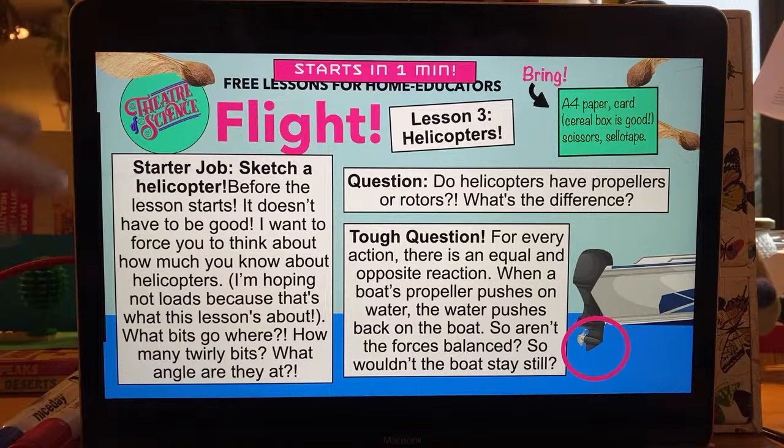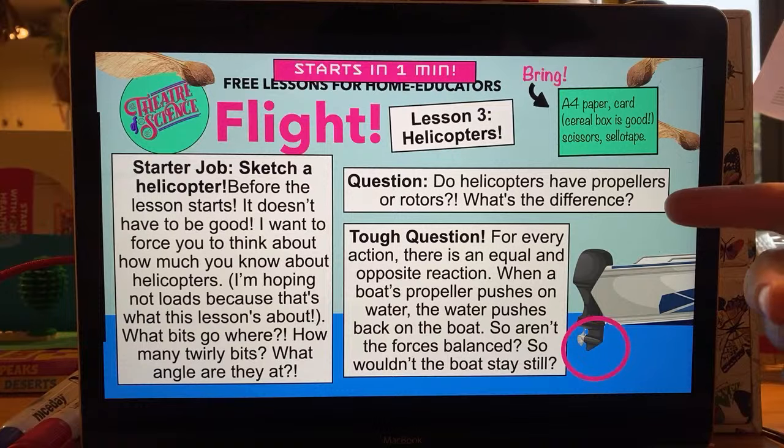And then I'm hoping that if you sketch a helicopter now and then sketch a helicopter at the end of the lesson, that'll be a nice way of seeing that you've learned something, because the final sketch will hopefully be better. Unless you're some sort of massive helicopter expert, which I kind of hope you're not, because, you know, I'm about to teach you about helicopters.